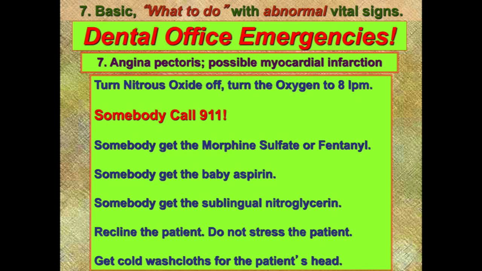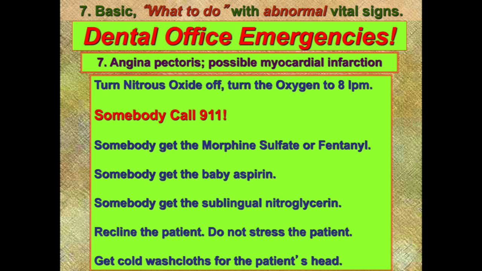Let's talk about angina pectoris. People do call it angina also, possible myocardial infarction or MI. This is a patient's heart that's starved for oxygen. So we're going to want to crank off the nitrous, turn up the oxygen, crank it all the way up, make sure that the heart is getting as much oxygen as we can deliver through the arteries to the patient's heart muscle. Call 911.